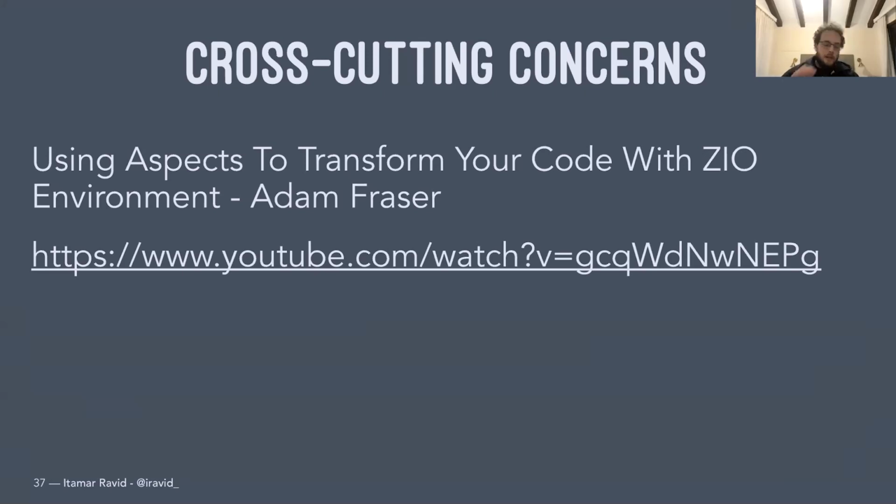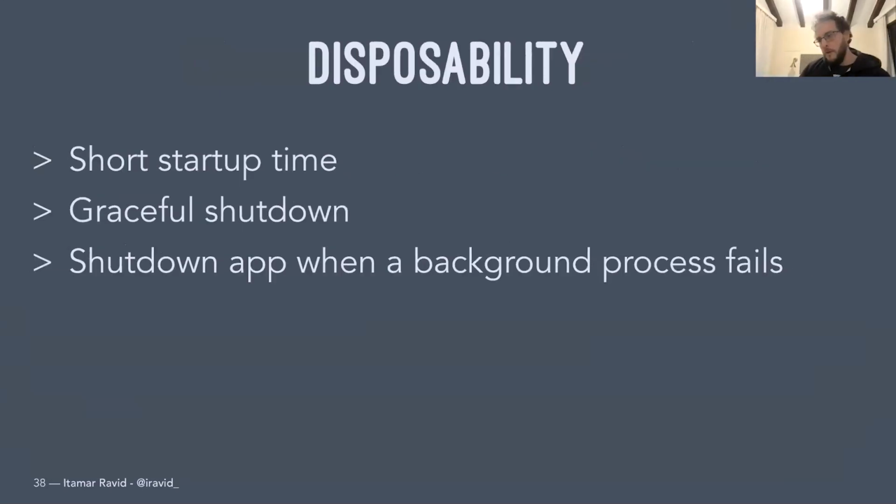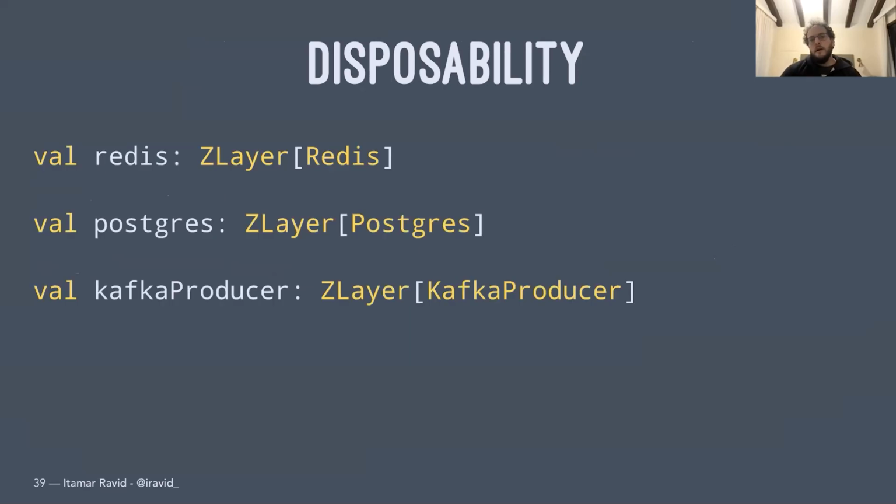Okay, so we did metrics, we did logging, we did configuration, and we did resilience, and we've got disposability, which is the last one. In the 12-factor app, disposability is described as short startup time and graceful shutdown whenever there's an error. What I've added to it is shutting down the app whenever there's an error in a background process, like a Kafka consumer or whatever. So let's talk about the first two. The first two are basically handled for us by ZLayer.